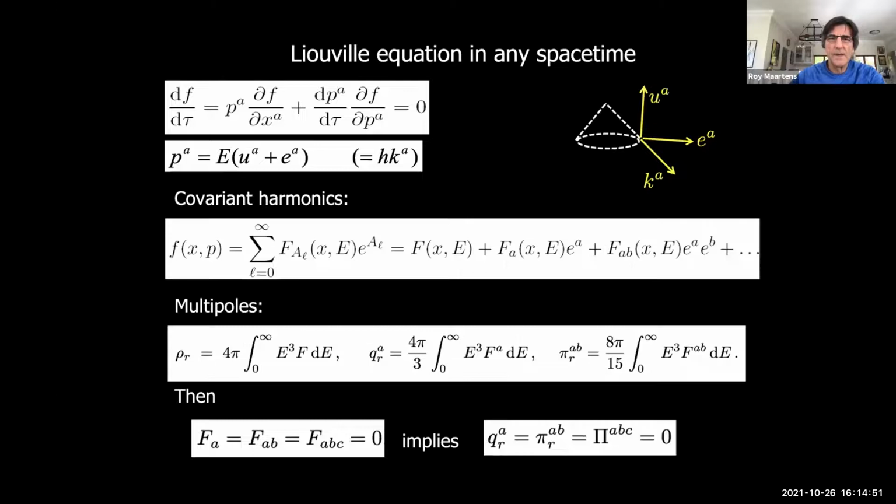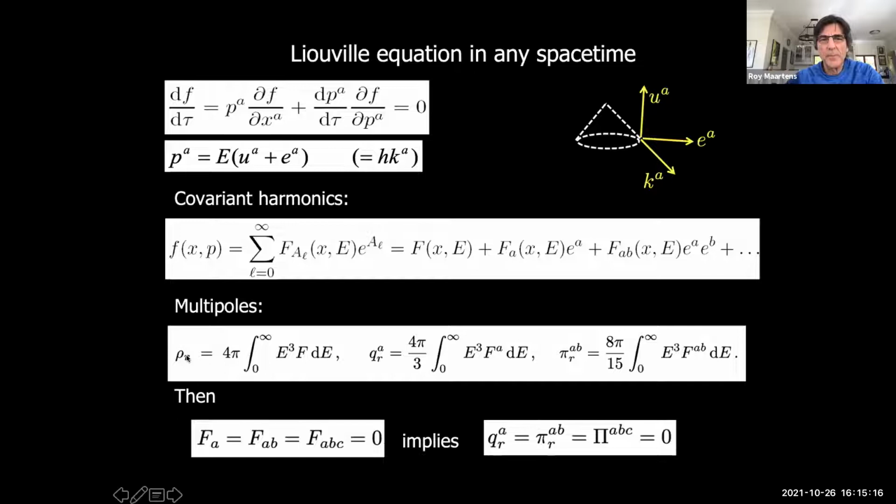So we can split our distribution function, instead of into spherical harmonics, which requires some kind of coordinates, into covariant harmonics using the E vectors here. So there's the monopole, the dipole, the quadrupole as E_A, E_B. These are all trace-free spatial tensors. So they're orthogonal to U and they're trace-free.